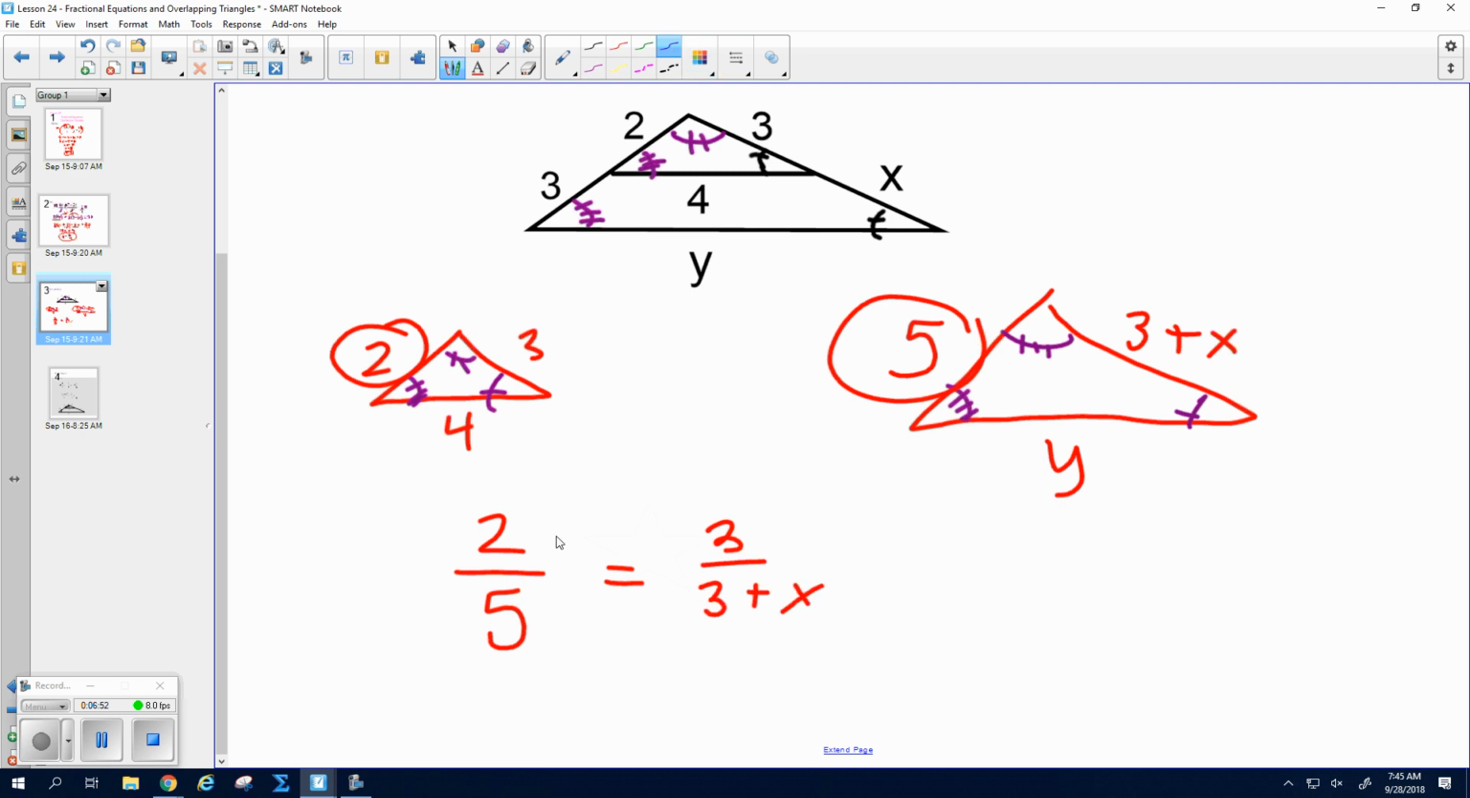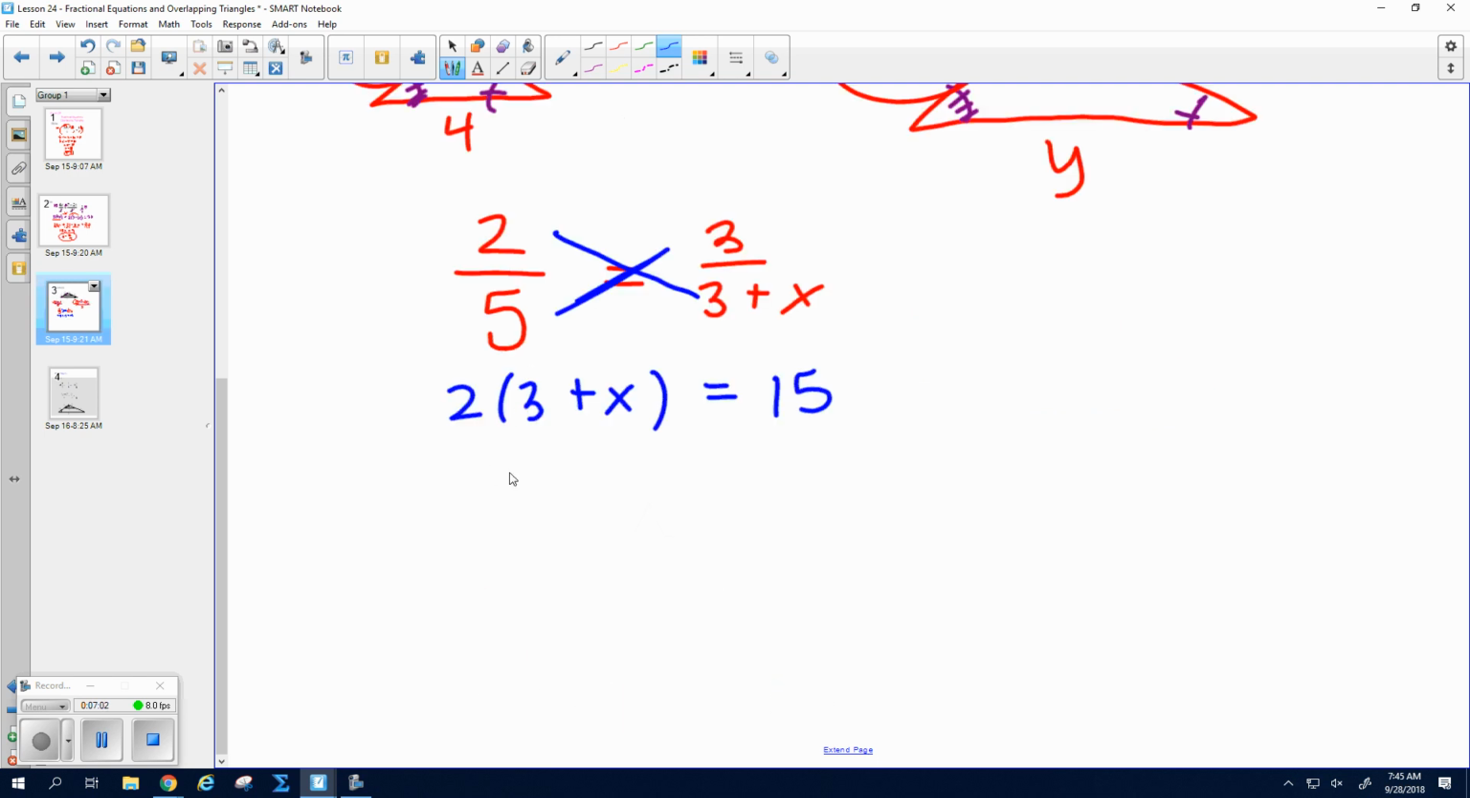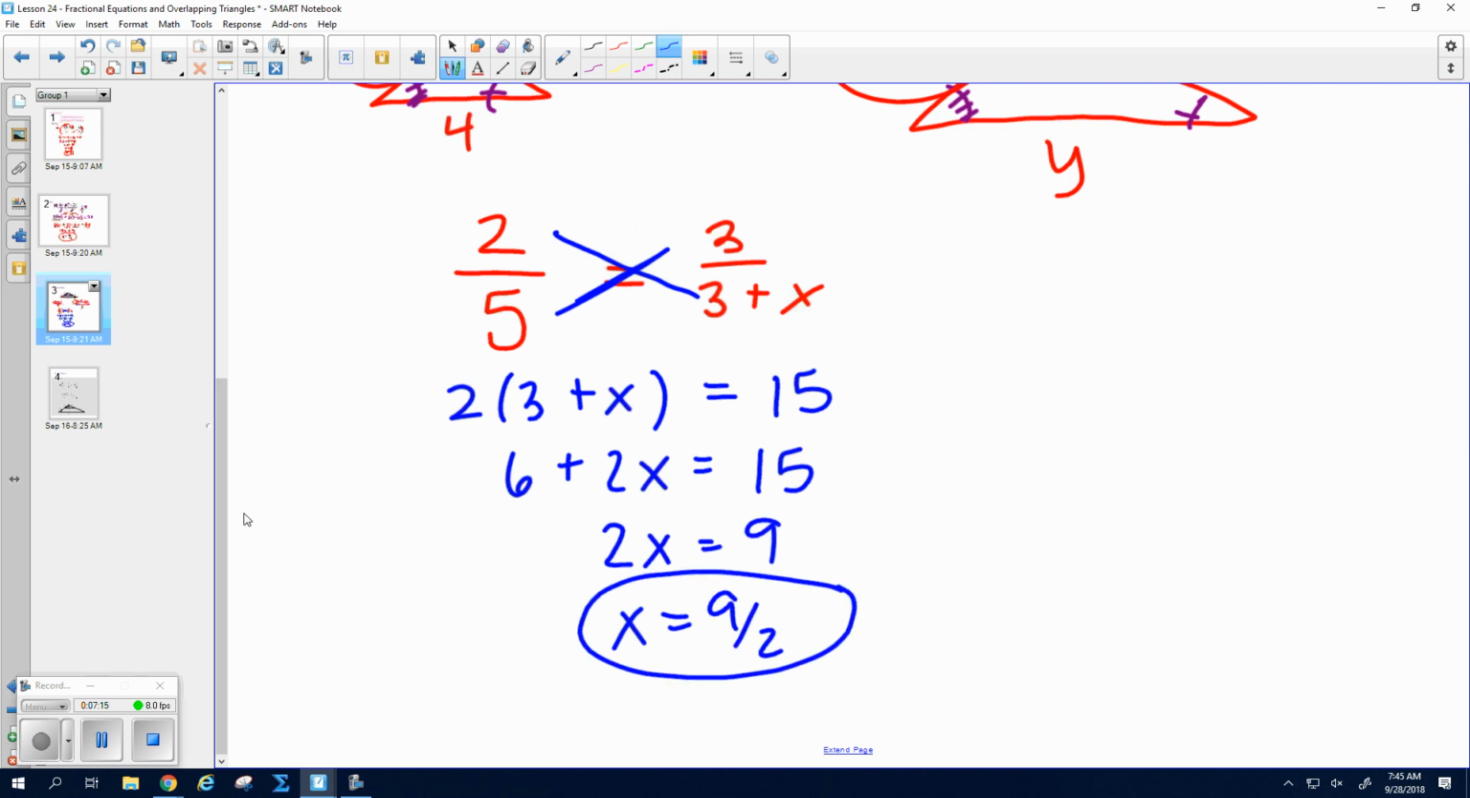And now I'm going to cross multiply. So I do this times this. And we're going to have to distribute it. Equals this times this. So that's 15. And go ahead and distribute that: 6 plus 2x equals 15. And subtract 6 from both sides, that's a 9. And divide by 2, and I get 9 over 2.